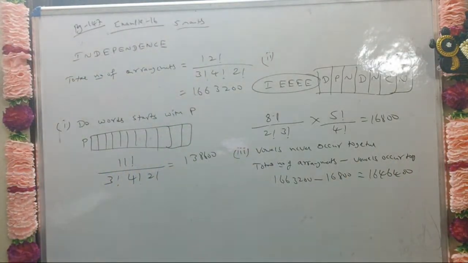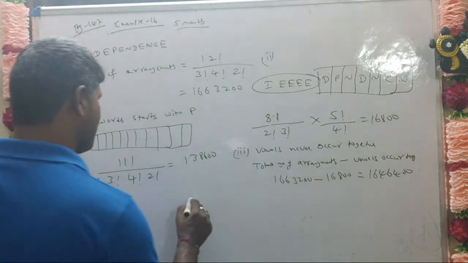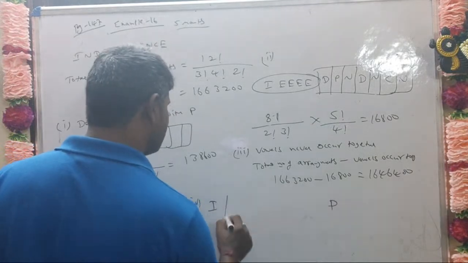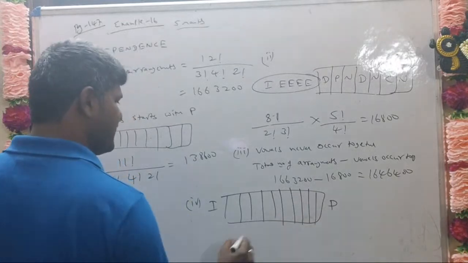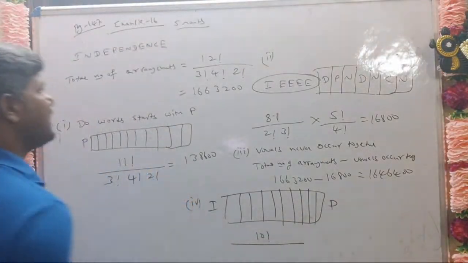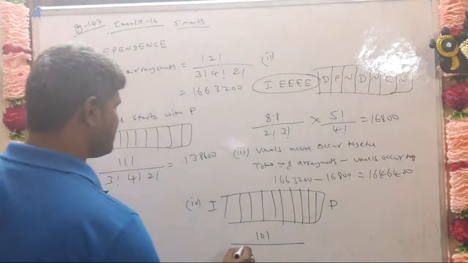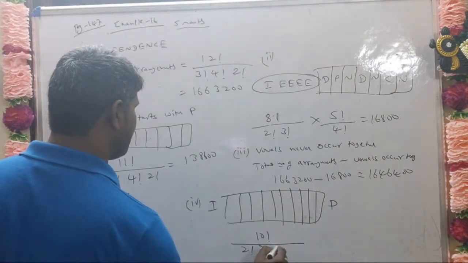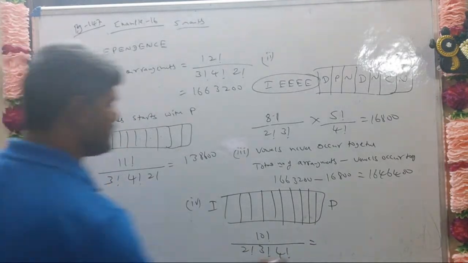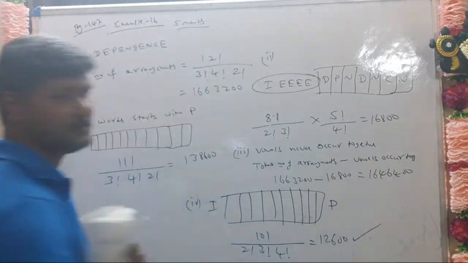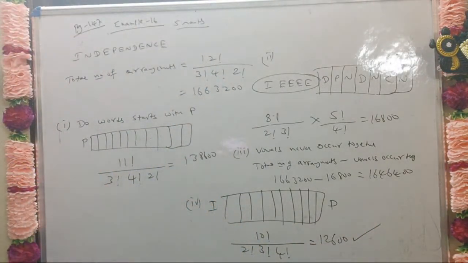And the last one. Let us fix I and P at the extreme ends. What they said? Do the words begin with I, end with P. Question number 4. Start with I, end with P. Middle how many letters are there? 10 letters. 1, 2, 3, 4, 5, 6, 7, 8, 9, 10. 10 letters we can arrange in 10 factorial by. In that, D repeated how many times? 2 times. N repeated 3 times. E repeated 4 times. 10 factorial by 2 factorial into 3 factorial, 4 factorial. 12600. Understand? Like that you can solve the answer. It's a very important 5-mark question in permutations.